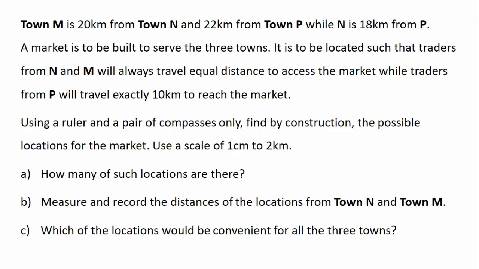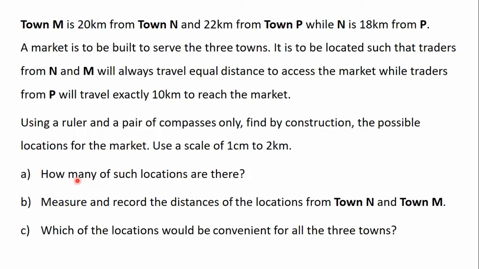The question is, town M is 20 kilometers from town N and 22 kilometers from town P, while N is 18 kilometers from P. A market is to be built to serve the three towns. It is to be located such that traders from N and M will always travel equal distance to access the market, while traders from P will travel exactly 10 kilometers to reach the market. Using a ruler and a pair of compasses only, find by construction the possible locations for the market. Use a scale of 1 centimeter to 2 kilometers.